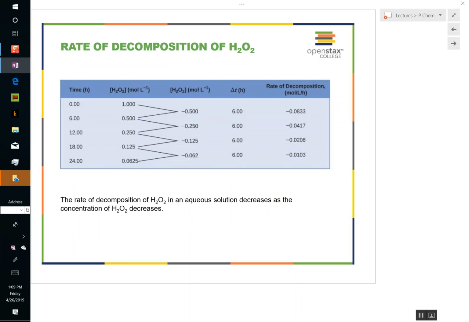Example, decomposition of hydrogen peroxide. We're just looking at time in hours, and here's the concentration of the hydrogen peroxide. Here's the change in time every 6 hours, and there's the diminishing concentration, the rate of decomposition of the hydrogen peroxide. So we could write, what is that rate? What is the rate with which hydrogen peroxide is decomposing? The initial concentration minus the final concentration divided by the time, and we get a rate.